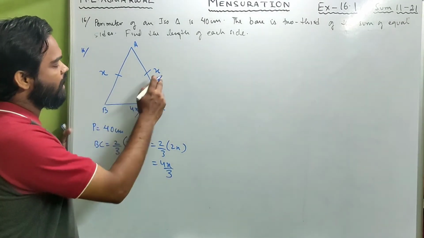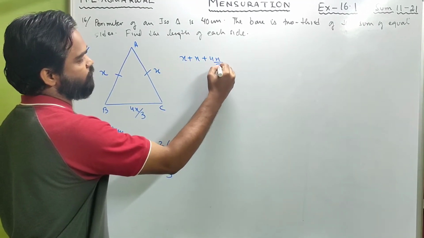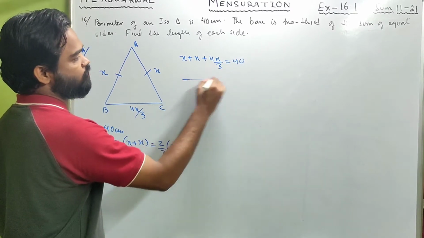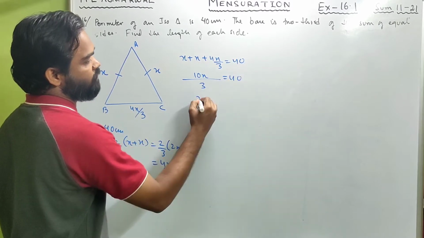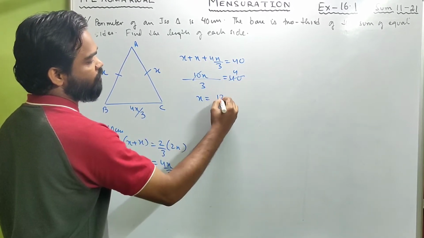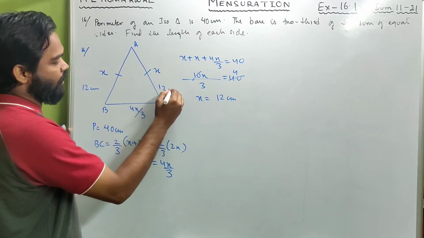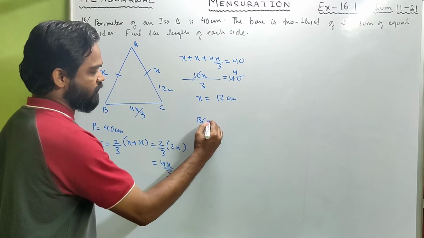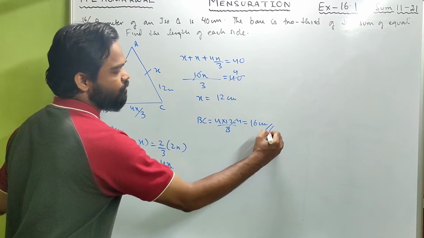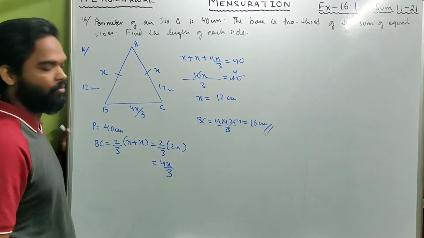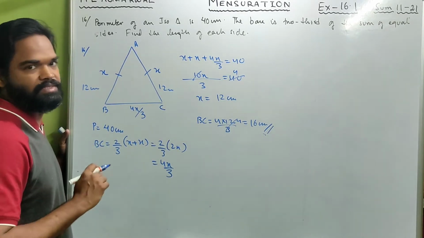Pretty easy. Now you add all these, you'll get the perimeter, which means x plus 4x by 3. Oh my god, this was so easy. Which means taking 3 as LCM, this is 3x, that's 10x by 3 equals to 40, which means x equals to 12 centimeter, which means the equal sides are 12 centimeter and the base BC is 4 into 12 by 3, that's 16 centimeter. This was one of the easiest till now. Clear? Now let us look at the next sum.